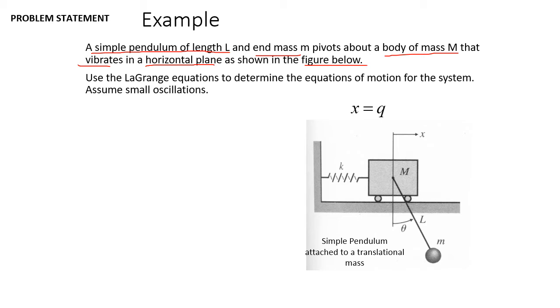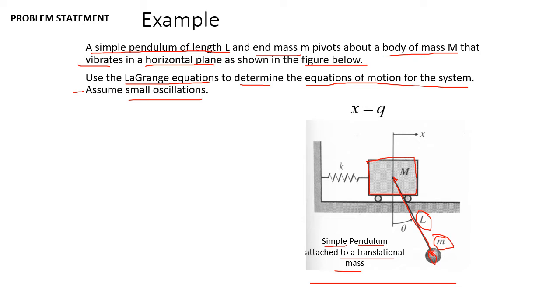Now they want us to use Lagrange's equations to determine the equations of motion of the system, while making the assumption of small oscillations. So we can come down here to our given diagram for a simple pendulum attached to a translational mass. We can see we have our capital M here for the mass of our cart. Attached to that, we have our simple pendulum of length L and mass m.